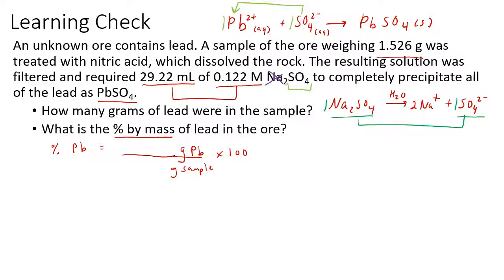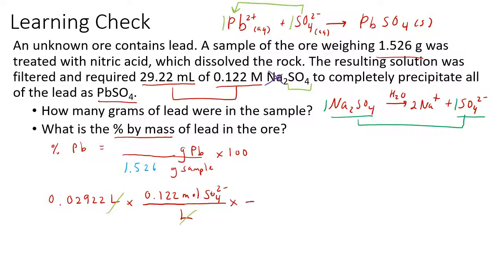And just like last time, we always have to be told the mass of our sample. The total mass of our sample was 1.526 grams. So we are working to figure out the grams of lead first. Starting with our sodium sulfate, we know the volume that was used. If we put that into liters, 0.02922 liters, and multiply by the molarity in units of moles per liter, 0.122 moles of sulfate per liter, our volume will cancel and we're left in moles of sulfate.